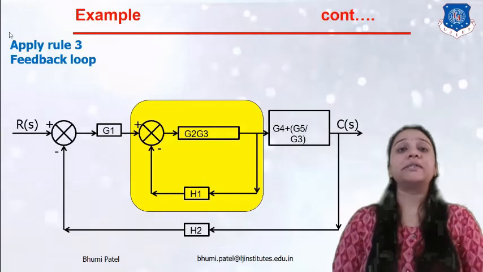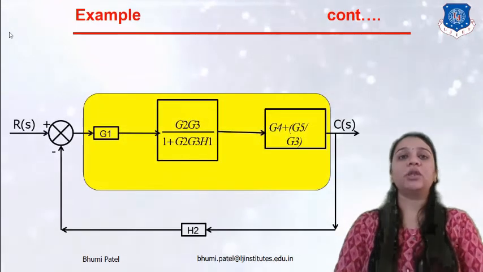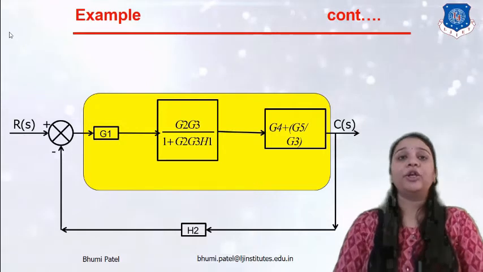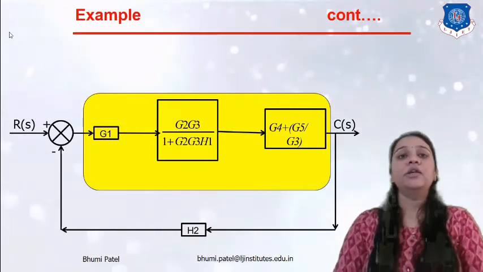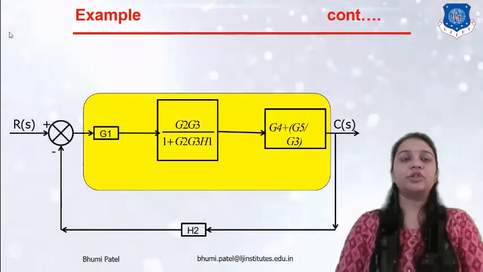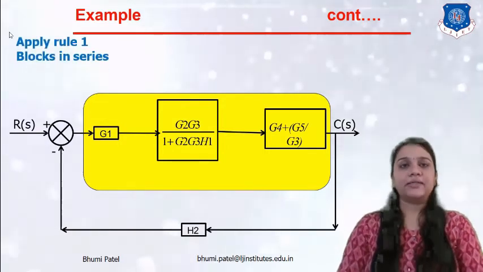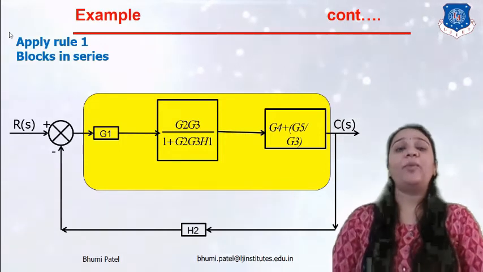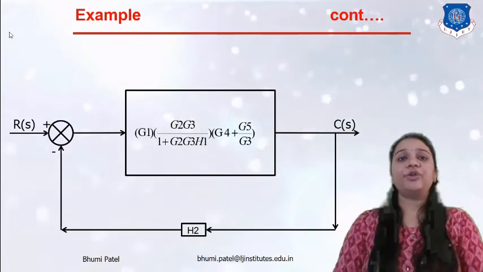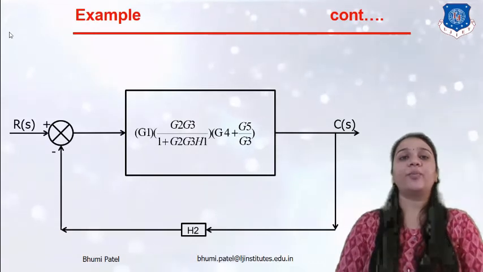So here the sign of the feedback loop signal is negative, so we can put G2 G3 upon 1 plus G2 G3 H1. Now here you can see that G1 and G4 plus G5 by G3 are directly connected with this block. So simply we can apply rule number 1, block in series connection. So we can multiply the block gains and the final answer is G1 into G2 G3 upon 1 plus G2 G3 H1 into G4 plus G5 upon G3.